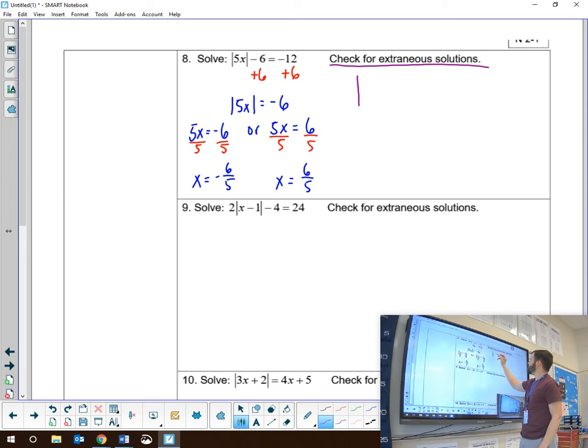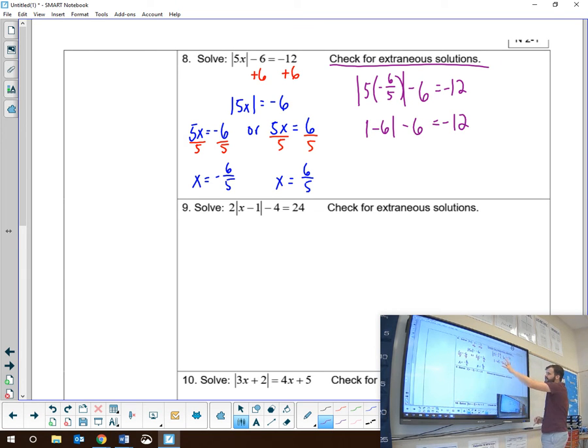So I'm going to go absolute value of 5 times negative 6/5 minus 6 equals negative 12. All right, 5 times negative 6/5 is just negative 6. My 5 and my over 5 just cancel. So we just have the absolute value of negative 6 minus 6 equals negative 12. And it looks like it's going to work. At first glance, doesn't it? It looks like it's going to work.